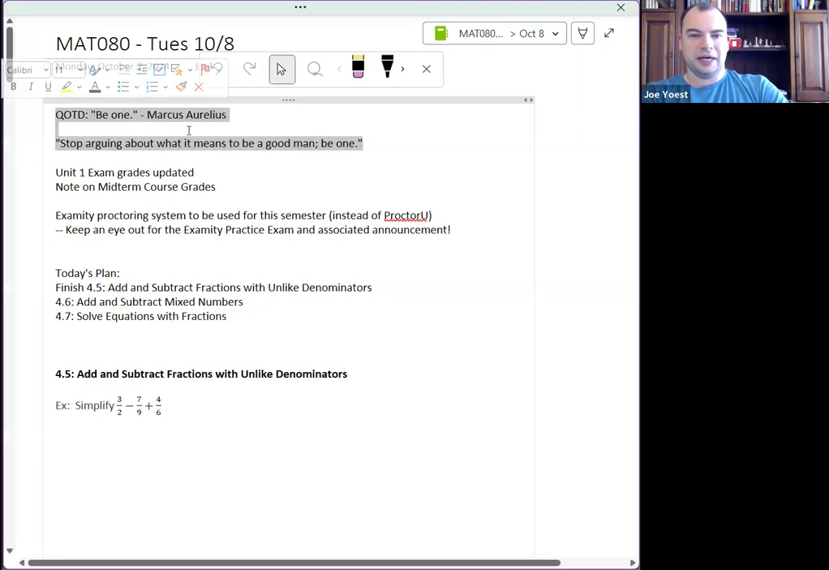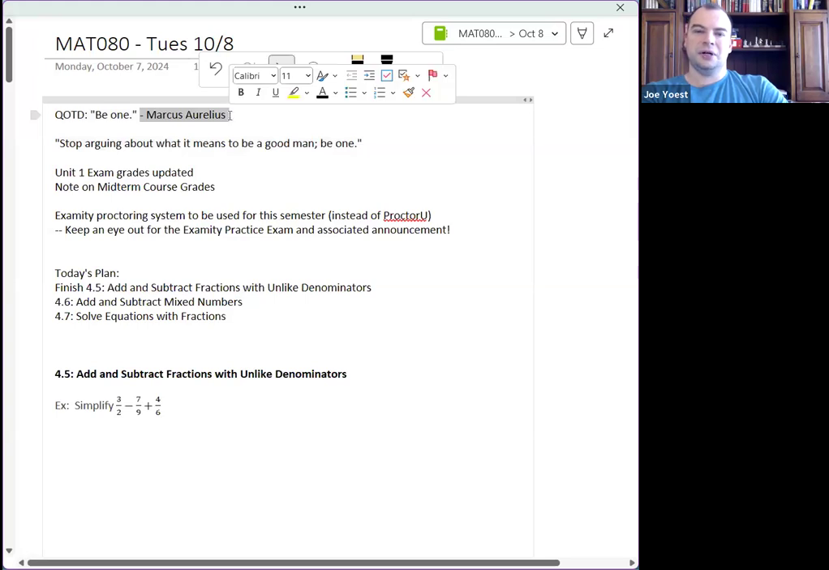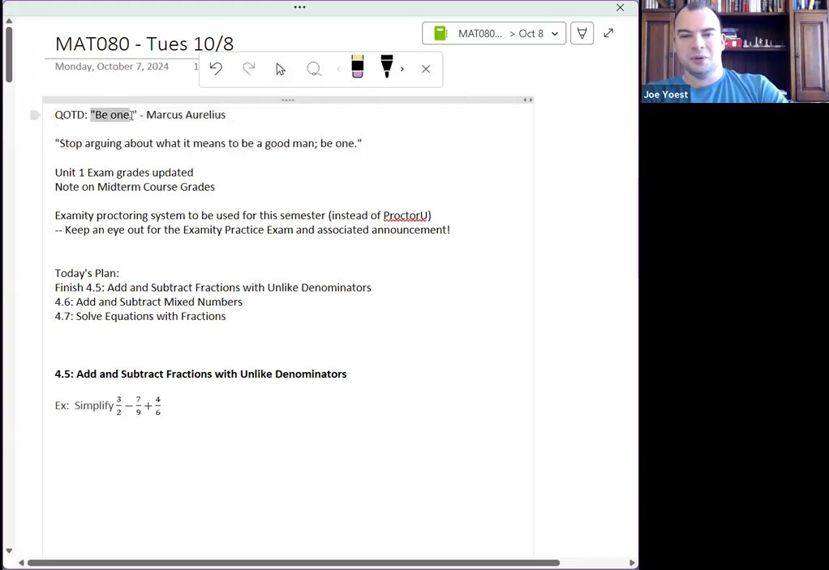The quote of the day is by the Roman Emperor Marcus Aurelius, sometimes just quoted as "be one." But that also kind of sounds like "be one with the world" or something, which wasn't really the point. This comes from a longer quote: "Stop arguing about what it means to be a good man, be one."